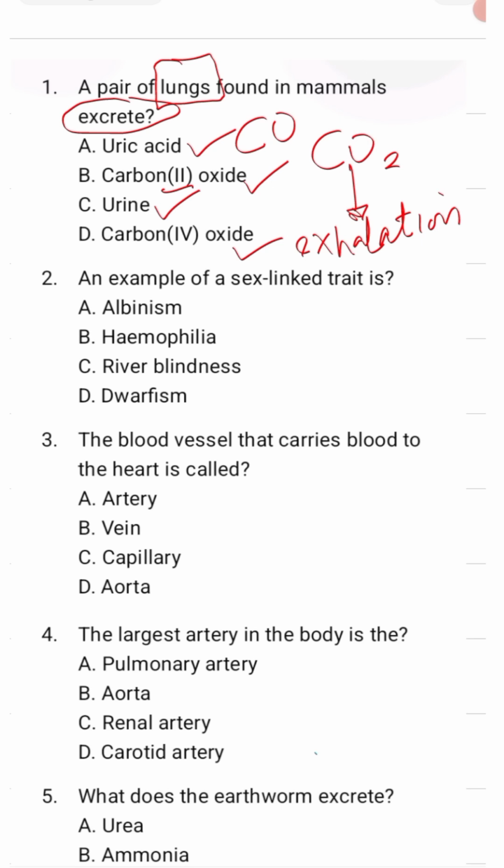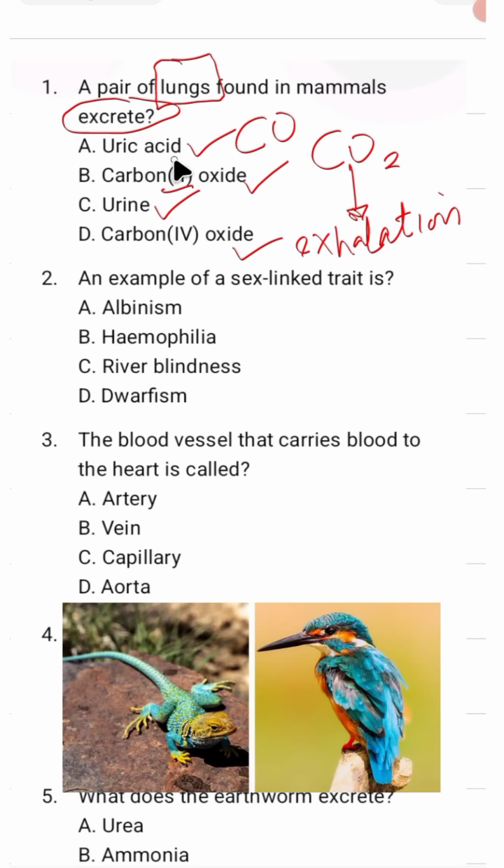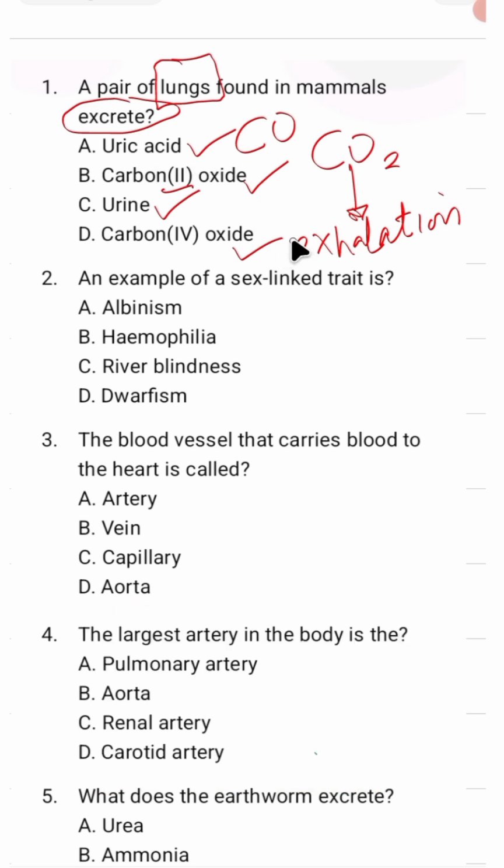Now, the first option says uric acid. Uric acid is a nitrogenous waste. It is mainly produced by birds and reptiles. In mammals, uric acid is produced in small amounts, but it is mainly excreted by another organ, the kidneys, not the lungs. It is the kidneys that help you to excrete uric acid. So option A is wrong.